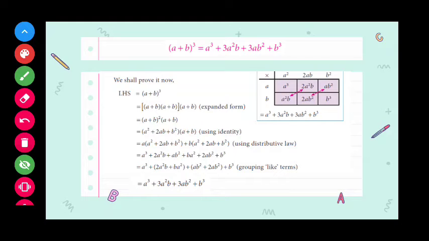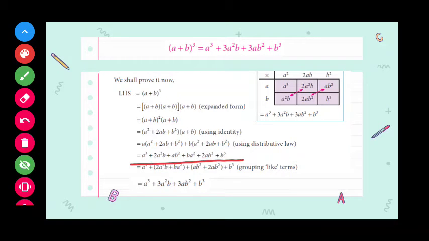So a into a square plus 2ab plus b square, plus b into a square plus 2ab plus b square. These are the two terms we will get after multiplying this a plus b inside. Then we have to multiply this a inside. Now a into a square will give you a cube, a into 2ab will give you 2a square b, a into b square will give you ab square. Same way, b into a square is a square b, b into 2ab is 2ab square, b into b square is b cube.